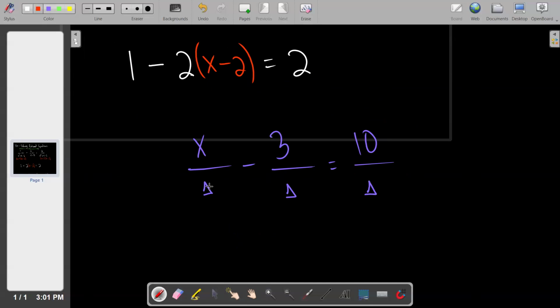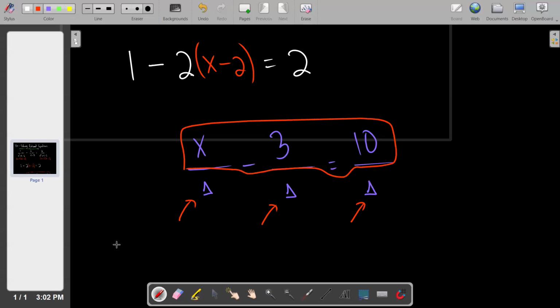The fact that all of these fractions have the same bottom, triangle, triangle, and triangle, means the bottoms effectively fall away, leaving you with a sixth grade equation. Add 3 to both sides, x equals 13. You're done. So make the bottoms the same and then pick them to the curb.